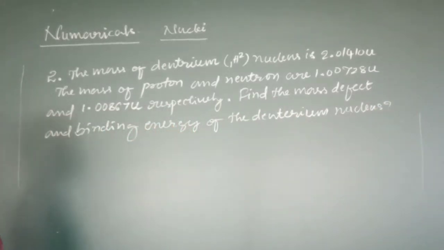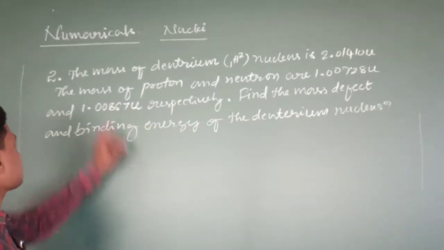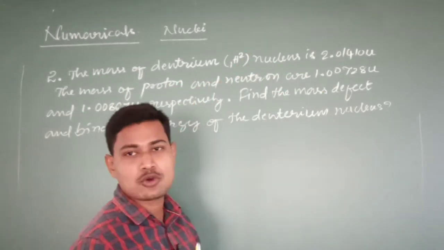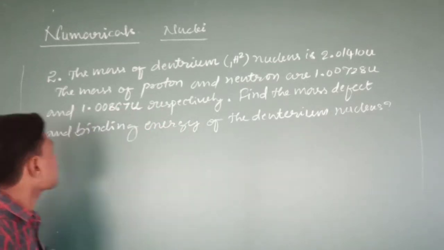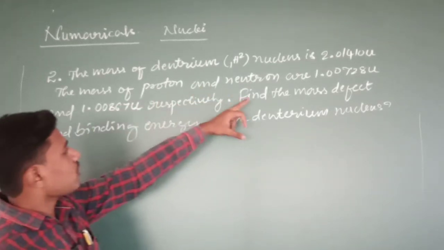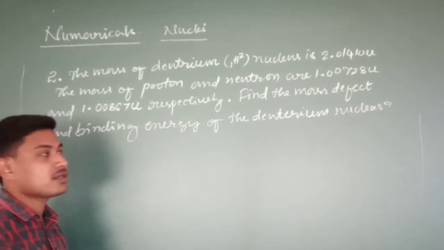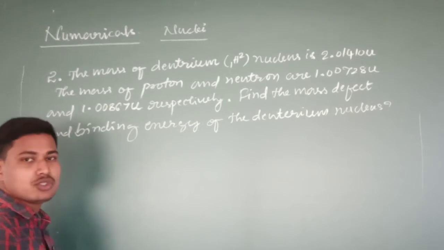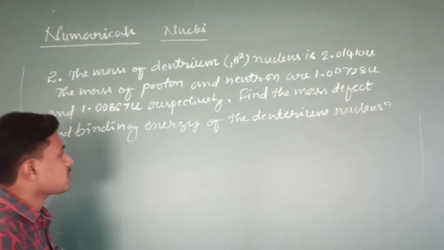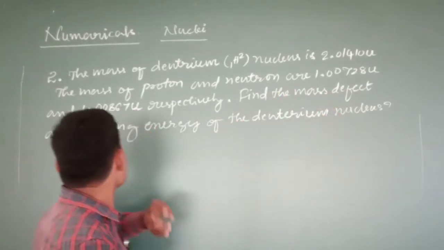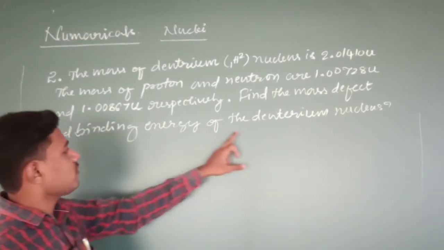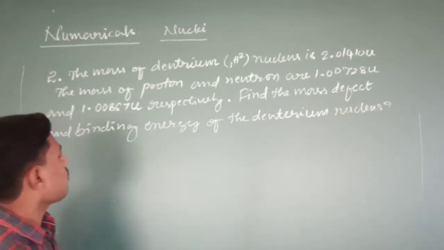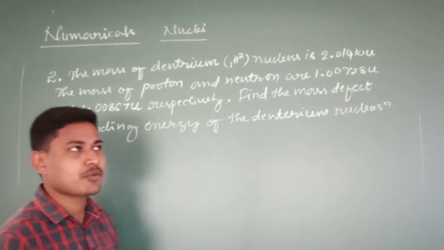Okay, the question is very simple. What is the question? The mass of the deuterium 1H2 nucleus is 2.0140 U. The mass of proton and neutron are 1.00728 U and 1.00867 atomic mass unit respectively. Find the mass defect and binding energy of the deuterium nucleus. So first, what we need to find? Mass defect. So, what do you mean by mass defect?